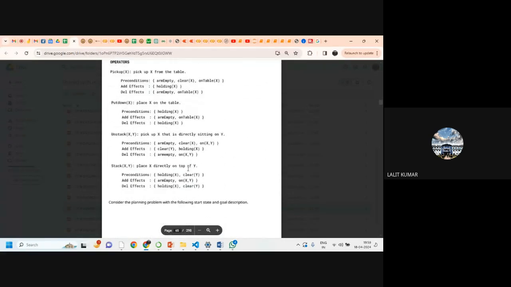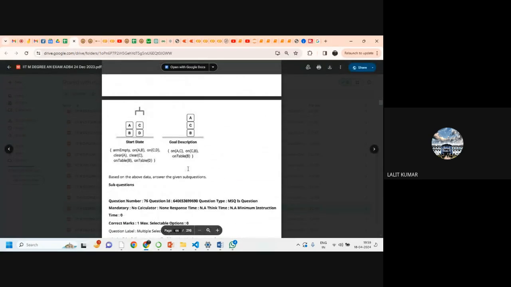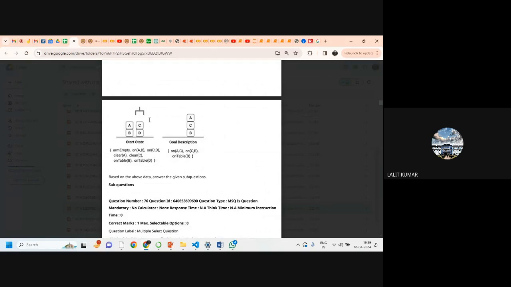They have given all these conditions. So these are the states. The start state is there and the goal state is there. In every question they are basically asking 4 questions. First, what are the applicable actions in the start state? Then, what are the relevant actions? Relevant actions always come from the goal. Applicable actions always come from the start.